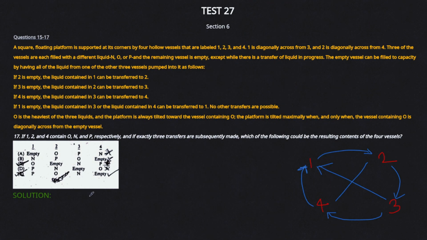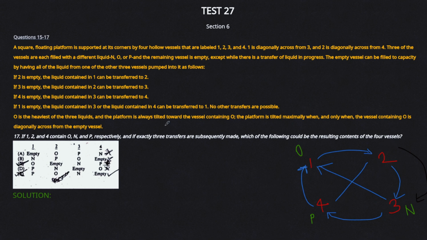19. If 1, 2, and 4 contain O, N, and P respectively, and if exactly 3 transfers are subsequently made, which of the following could be the resulting content of the 4 vessels? At number 1, we have O. At number 2, we have N. And at number 4, we have P. So 3 transfers will take place. So the first transfer here will be 2 to 3, which is N will go from 2 to 3, which is here. So we don't have any N at number 2. So now number 2 is empty.